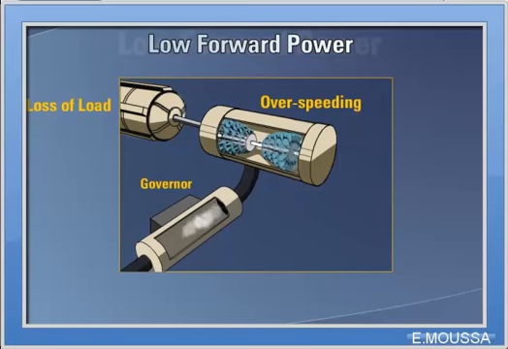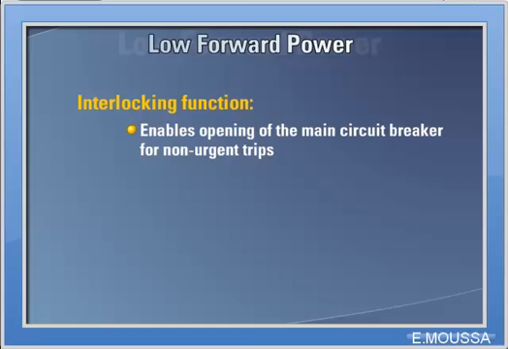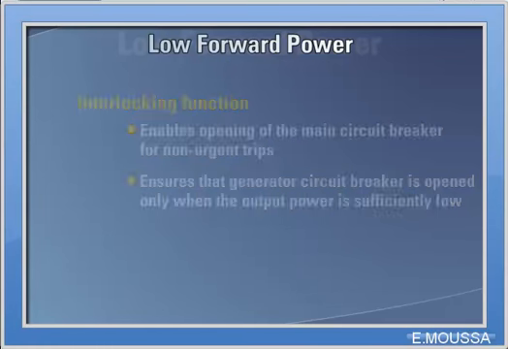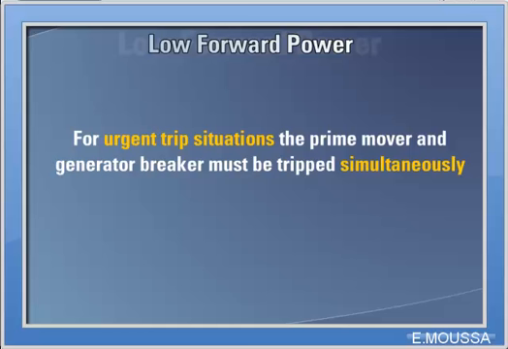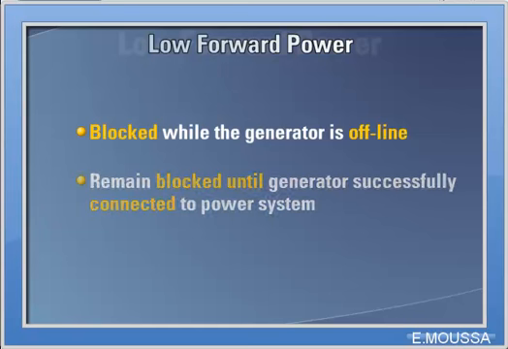In some cases, low forward power protection is used as an interlocking function to enable opening of the main circuit breaker for non-urgent trips such as stator ground faults on a high impedance grounded generator, or to prevent the generator from going into a reverse power condition. This is to ensure that the generator circuit breaker is opened only when the output power is sufficiently low that overspeeding is unlikely. For urgent trip situations, such as stator differential protection trip operation, the prime mover and generator breaker must be tripped simultaneously. The low forward power element is blocked while the generator is offline, and will remain blocked until the generator has successfully been connected to the power system.